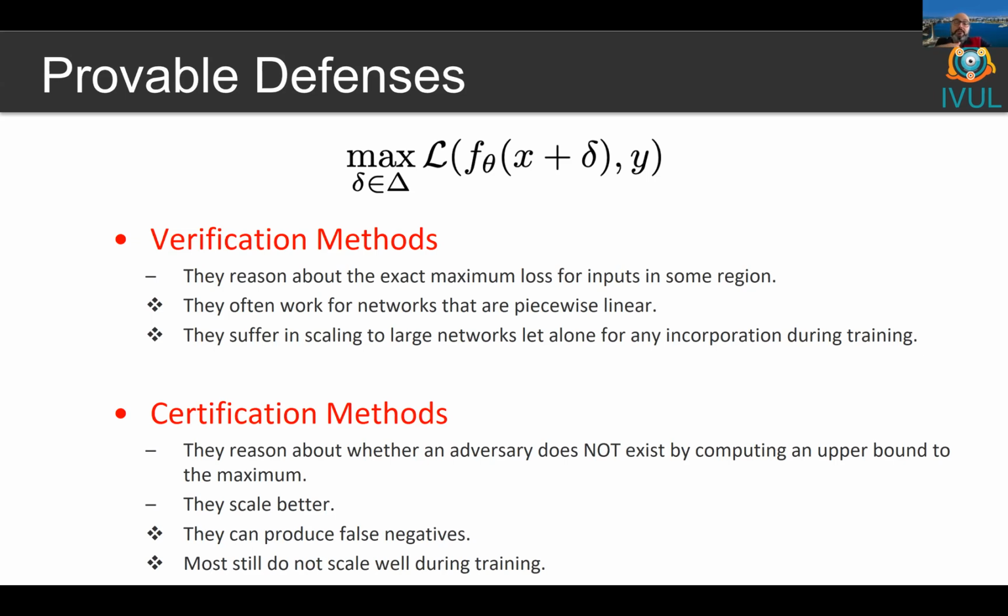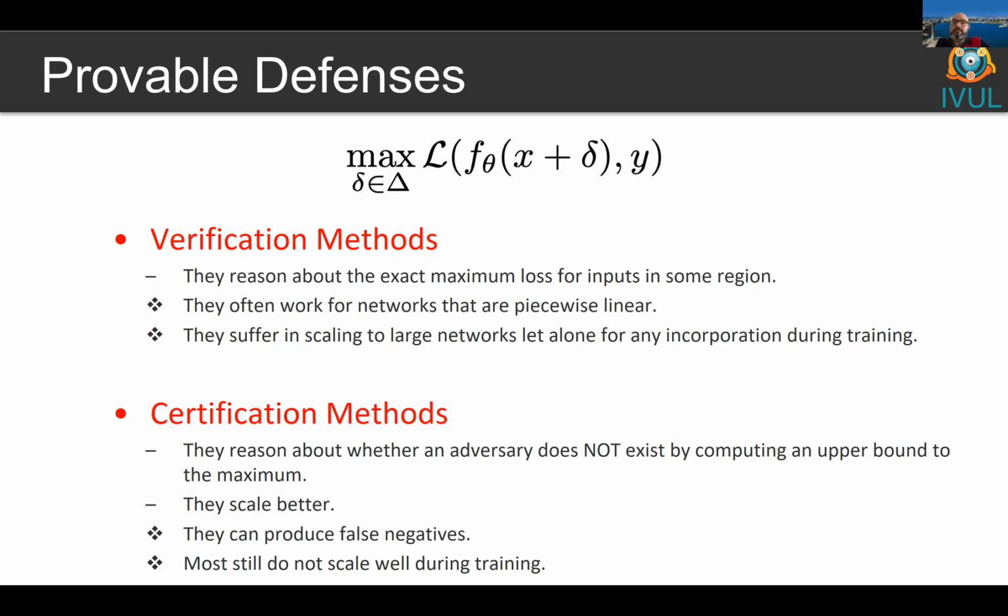On the other hand, there are so-called certification methods. They produce certificates that guarantee that there does not exist an adversary within a region. Instead of reasoning about the exact maximum loss, they look at bounds on it, for example an upper bound to the maximum. They can still generate provable guarantees that an adversary does not exist within a region around the input. They scale much better than verification methods. They can apply to ImageNet and these big data sets, as well as big architectures.